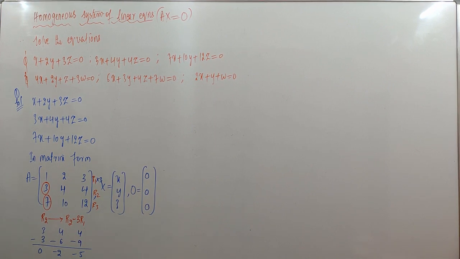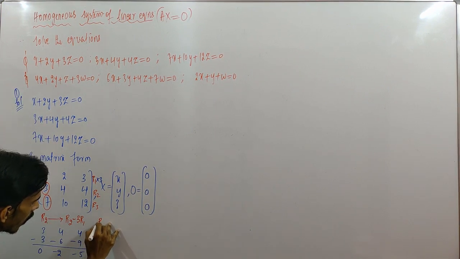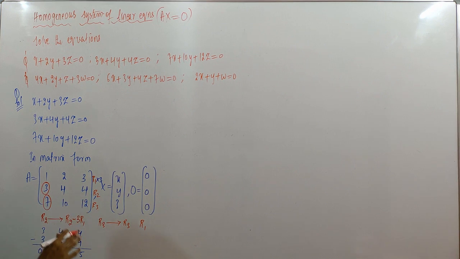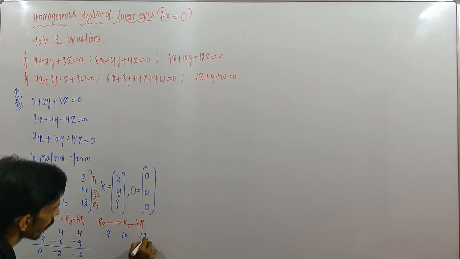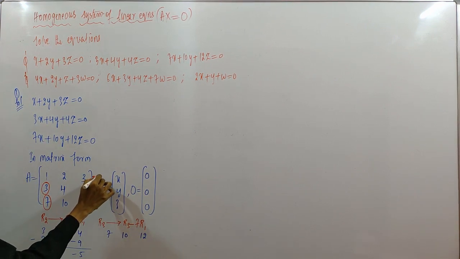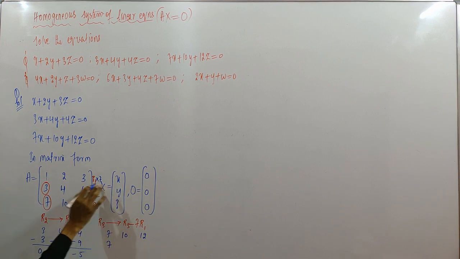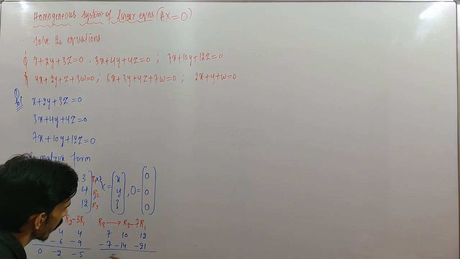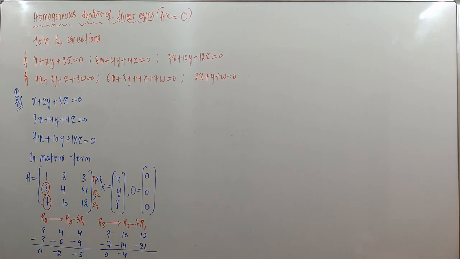Similarly, apply a row transformation on the third row. R3 changes with R1, so here 7R1 and 1R3. Both have the same sign, so put minus. Row 3 is 7, 10, 12. Multiply 7R1, so we multiply by 7 here. 7 1s are 7, 7 2s are 14, 7 3s are 21. Apply minus. We have 0, -4, and 12 minus 21, that is -9.